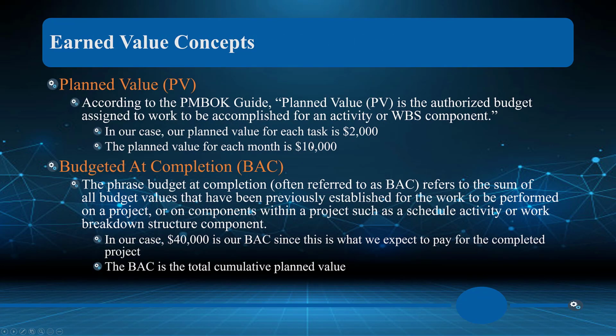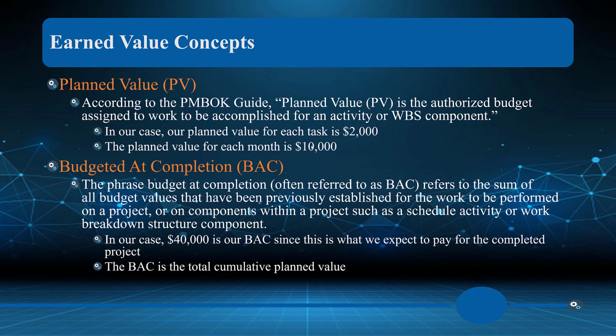As we look at this, there's the idea of earned value, planned value. According to PMBOK, planned value is the authorized budget assigned to work to be completed for an activity or a work breakdown structure. So in our case, each activity or task is $2,000. The planned value each month then is $10,000. So we should see value from each part as we complete the task. Now understand, that doesn't mean that we're putting the IS system into play to where it starts earning back that return on investment. We just want to know, are we seeing the value over time, over the months?